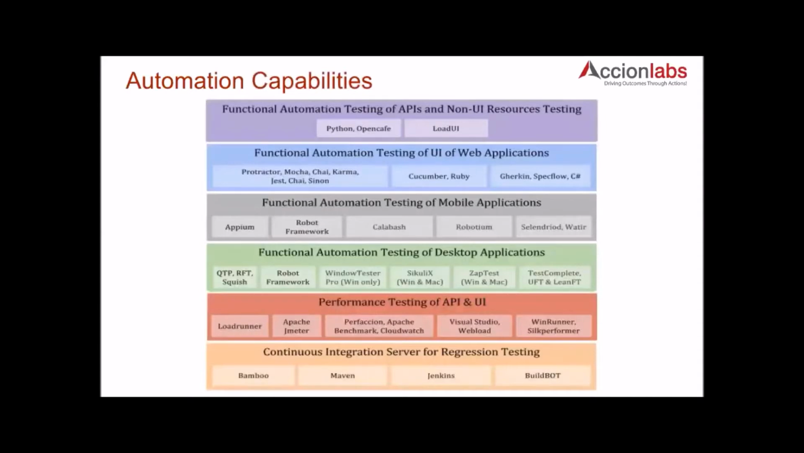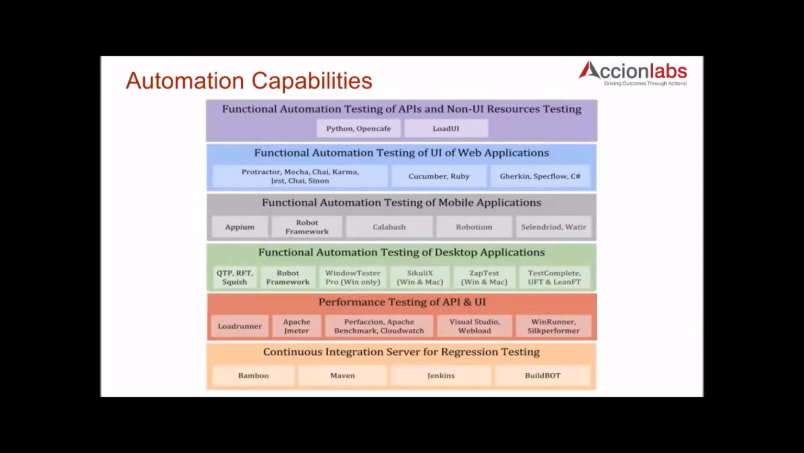That is our specialty. And the automation landscape of Accion looks something like this. If you look at the diagram that we have, all the silos are application categories. We have web application, mobile application, desktop application, and performance testing of the APIs. Those are the application types. And inside that, we have the technology that we can use to test.